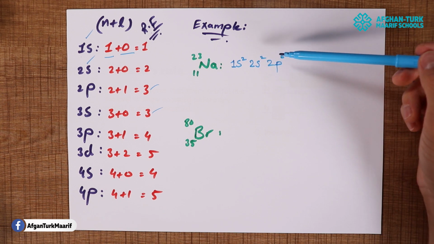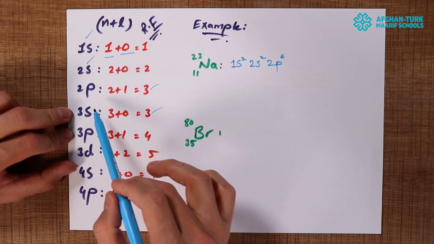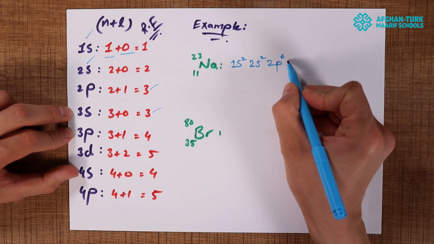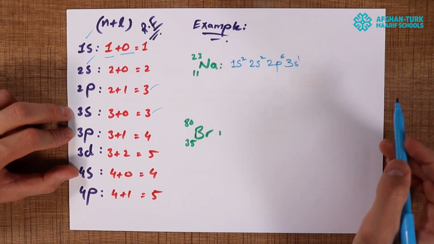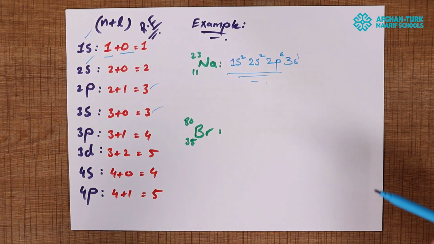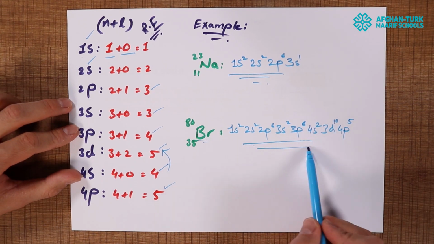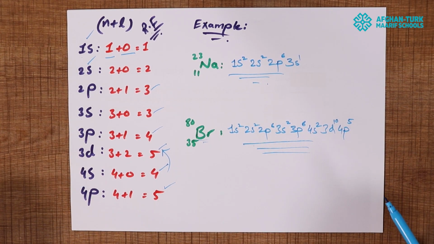How many electrons? 2 plus 2, 4, 4 plus 6, 10. Now it needs 1 electron. Which one of them has a turn? 3s. So we can write 3s1. This is the electronic configuration of sodium. Let's work upon the bromine. This is the electronic configuration of Br, or the bromine.